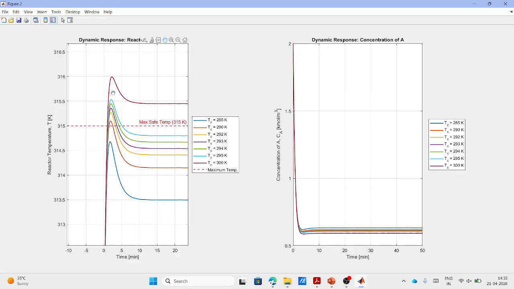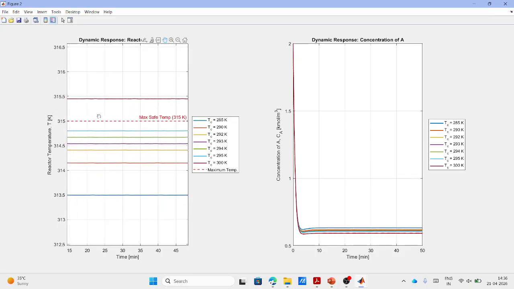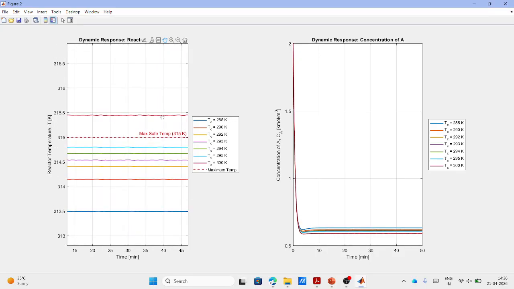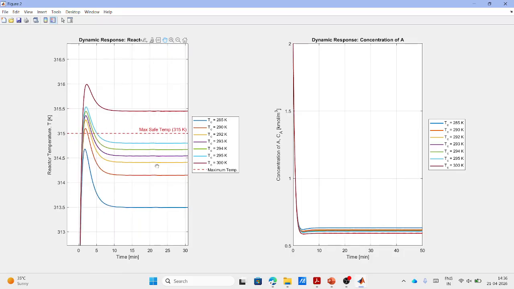Else, for the other cases, like in the case of 300 Kelvin, you can see the temperature is increasing and never coming below 315 Kelvin. So my product will degrade. For other cases of, let's say, 295 or 294 or 293, there is this spike. But obviously you can see at 295, after the spike it comes down, but the time span in which it's coming down is more than 2 minutes, right? From 0 to somewhere around 5 minutes. So it's a 4 minute time span in which my product will degrade.